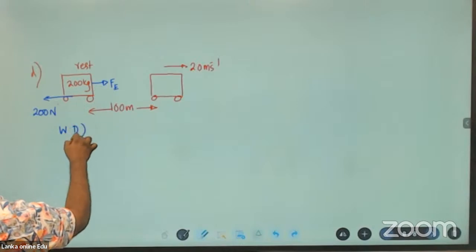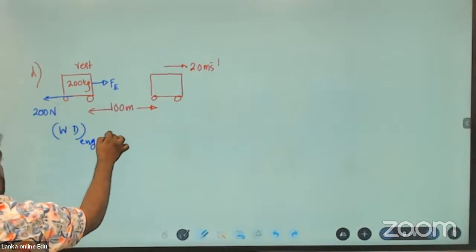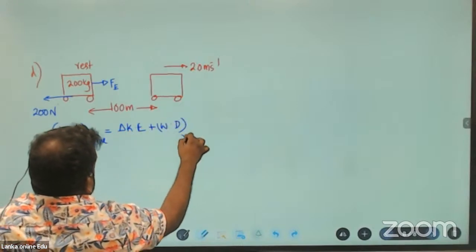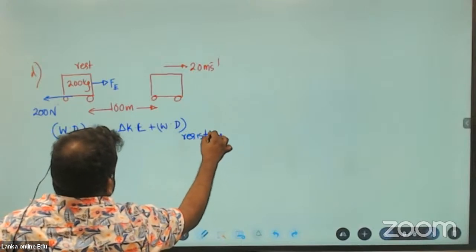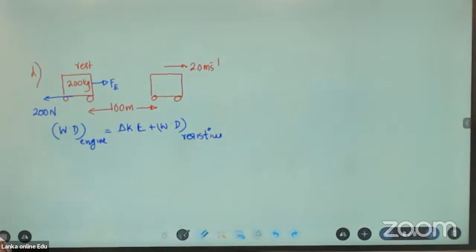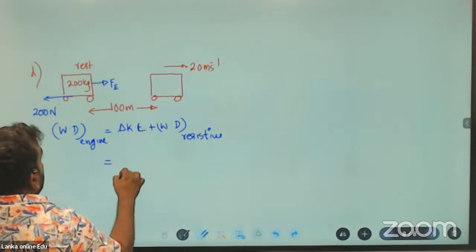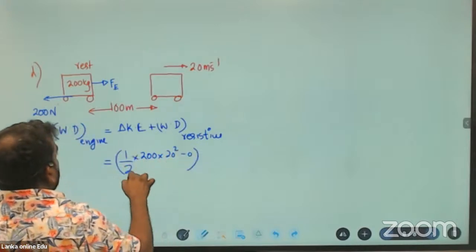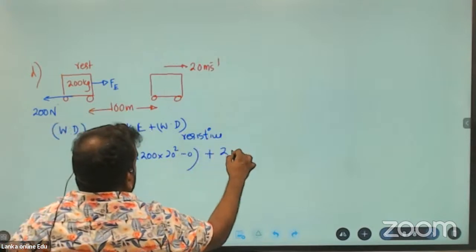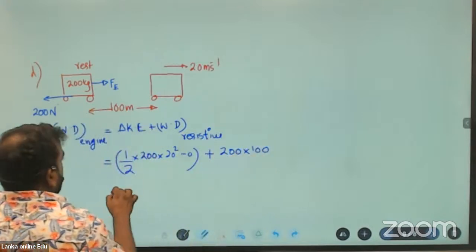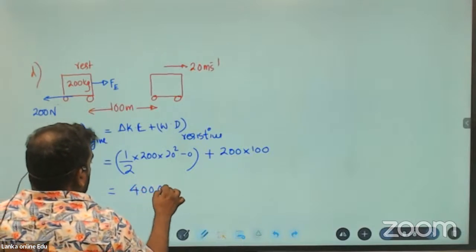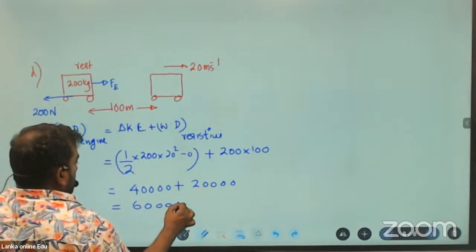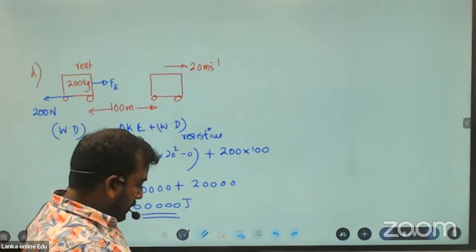Directly apply: work done by engine equals increase in kinetic energy plus work done by resistive force. Increase is half mass into 20 squared, initially 0. Work done by resistive force is 200 multiplied by 100. So 400 here, 2 zeros, plus. How much altogether? 60,000 joules work done.